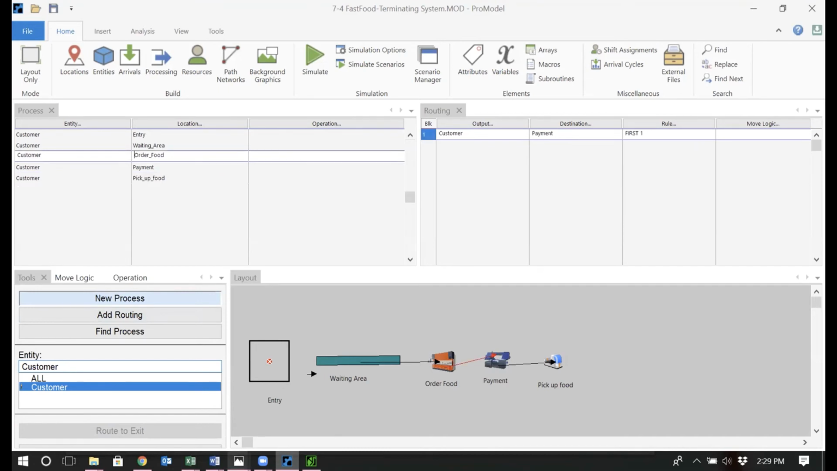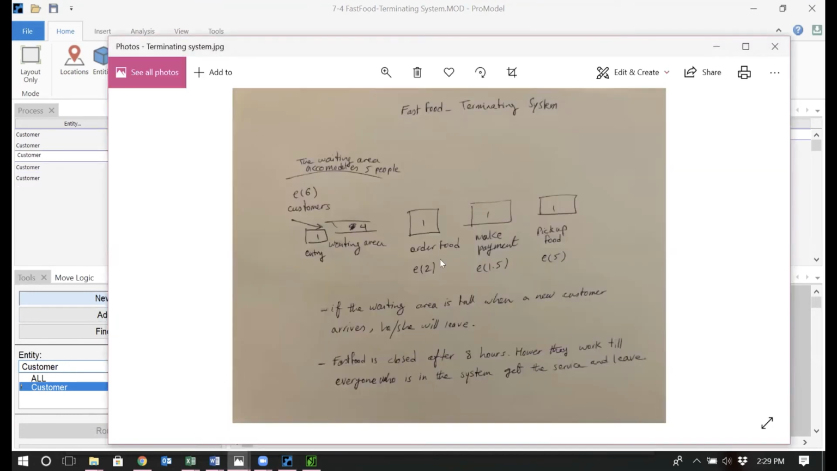And I know the processing times at order food: 2, 1.5, and then 5.